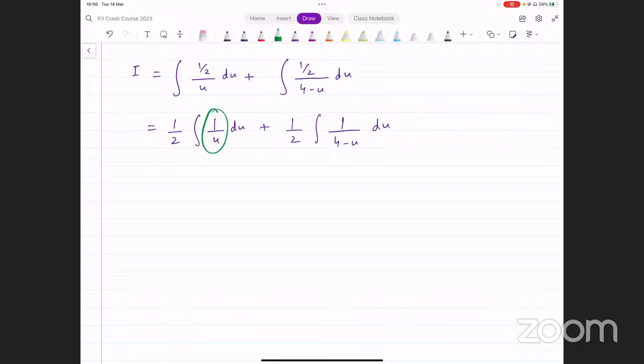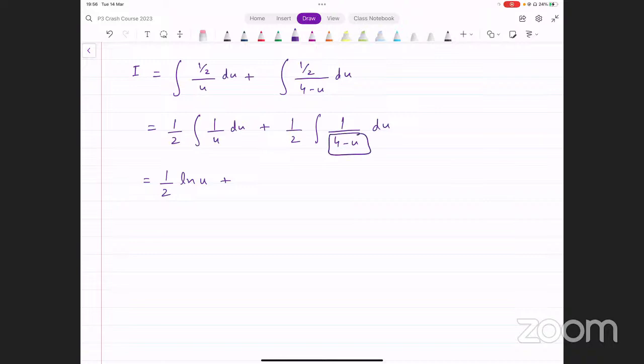1 over u, what's the integral of that? That's just ln of u. The derivative of u is going to be 1. We have 1 in the numerator. So this integral is simply 1 over 2 into ln of u. The first one is pretty straightforward. Okay, what about the second one?